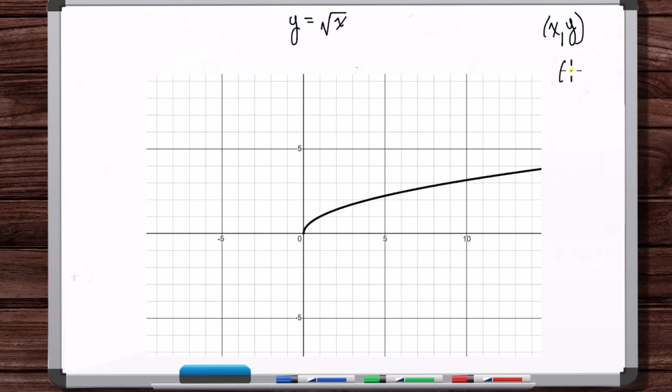And for this scenario, scaling up along the x, you would come here and multiply this by 1 over a, the reciprocal of a. Multiply the x values.